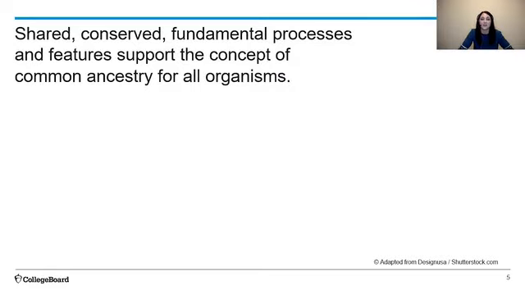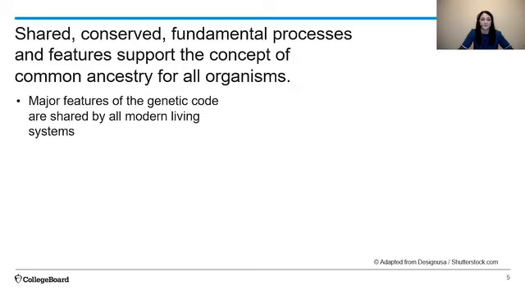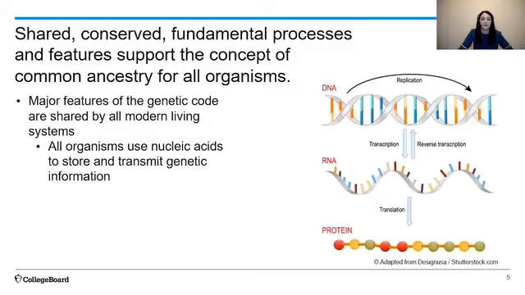There are shared, conserved, fundamental processes and features that support the concept of common ancestry for all organisms. So we're going to look at a couple of these. One of those major features is the genetic code, and that's shared by all modern living systems. All organisms use nucleic acids to store and transmit genetic information. You can see in this image that we have the nucleic acids, DNA and RNA, and they're involved in that transmission of the genetic information. All organisms also have ribosomes, and they use those ribosomes to synthesize proteins based on nucleic acid sequences.